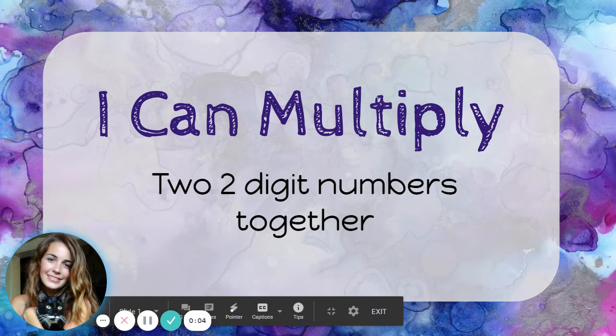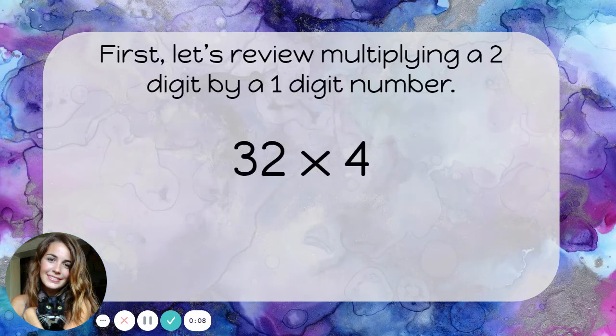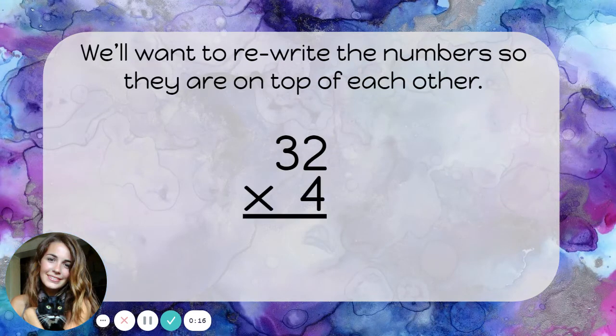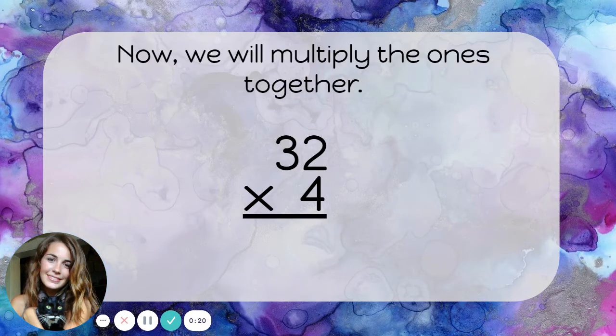Today, we're going to learn how to multiply two two-digit numbers together. First, let's review multiplying a two-digit number by a one-digit number, like in the problem 32 times 4. We'll want to rewrite the numbers so they're on top of each other like this.